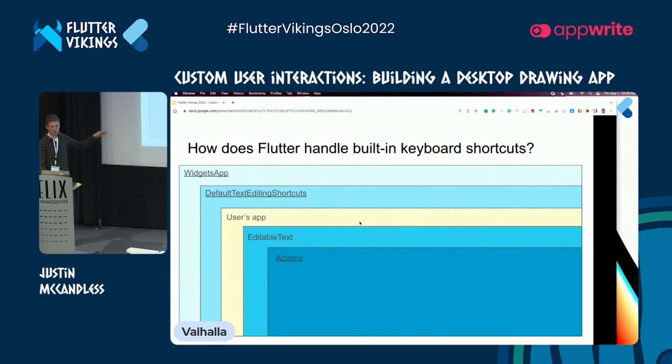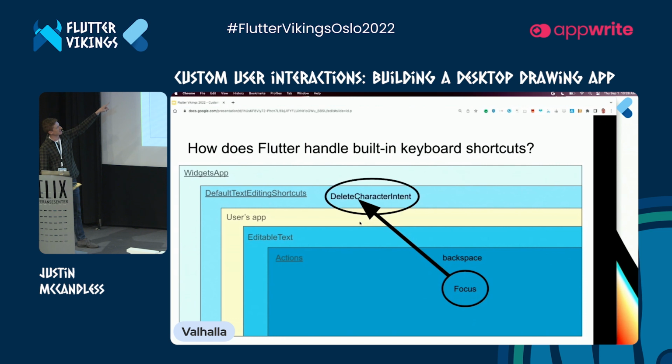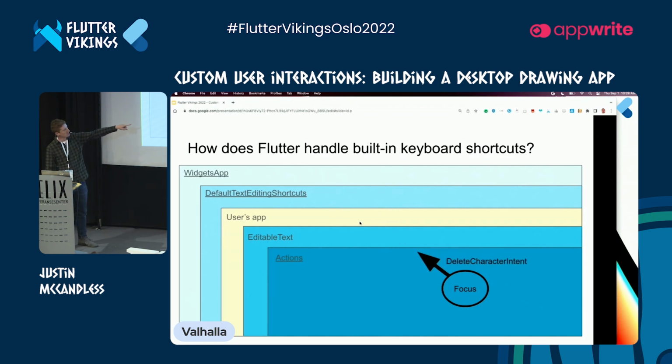All right, let's walk through this and see what happens when a user is actually using a keyboard shortcut and how each one of these things responds. Again, we're starting with focus. The user focuses the editable text. Then they press a key and we start a traversal up the widget tree with backspace, looking for some shortcuts that handle this. We go up out of the editable text through the user's app and reach default text editing shortcuts and find that it maps backspace to delete character intent. Then we start our second traversal, just like normal, back down at the focus with delete character intent.